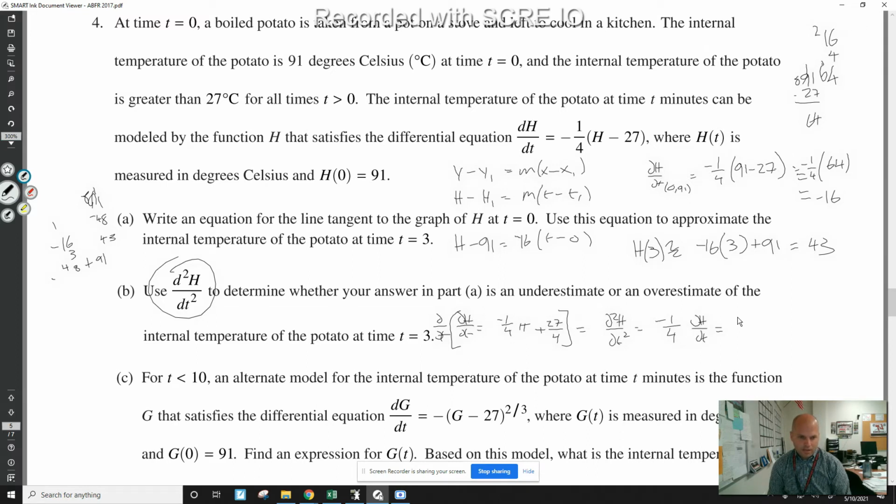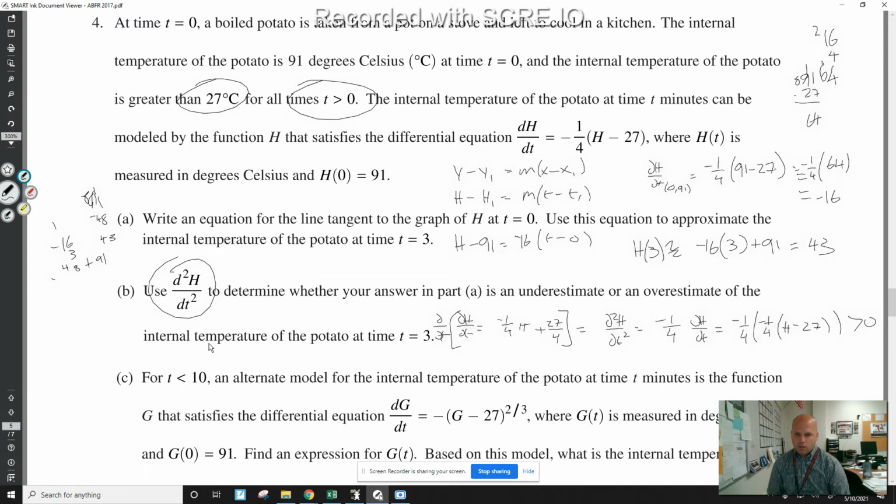Now, what does that mean? You need to take what dH dt is equal to and plug it in for dH dt. Now, when t equals 3, h is 43. It's bigger than 27. That's important. They gave you that for a reason. When h is around 43, this is positive times a negative times a negative. This is positive. Okay?